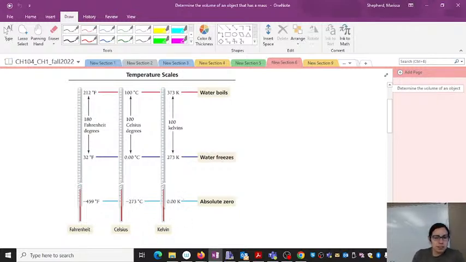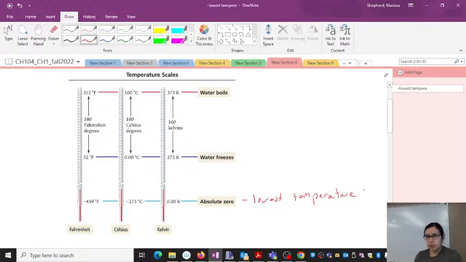Does anybody know what the Kelvin scale is based off of? It gives a hint of absolute zero. Have you ever heard of absolute zero before? Do we know what that is? Yeah, so it's the lowest temperature, but it's really a theoretical measurement. What defines absolute zero is the absence of molecular motion.